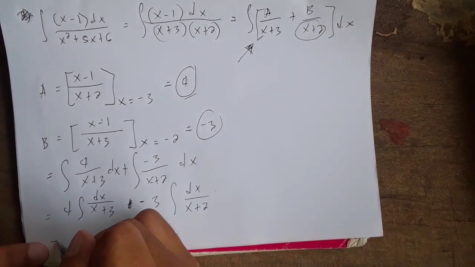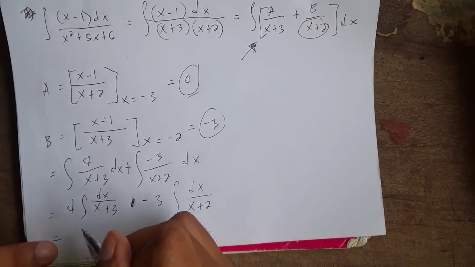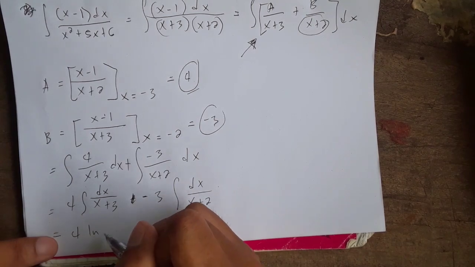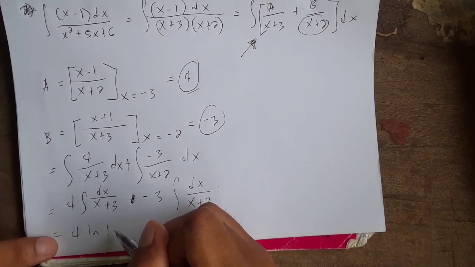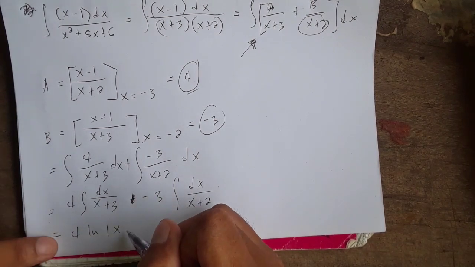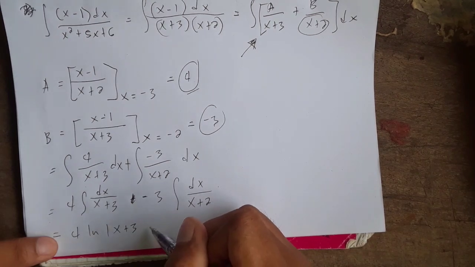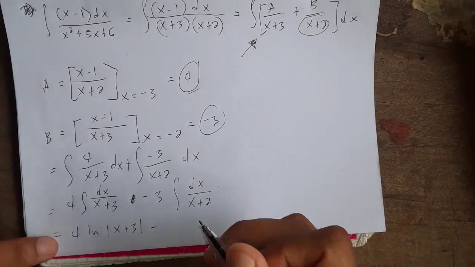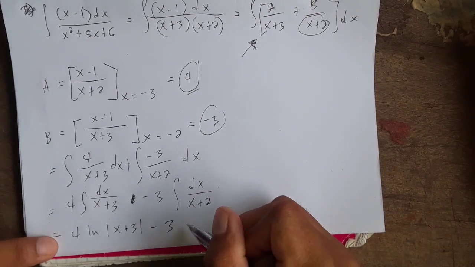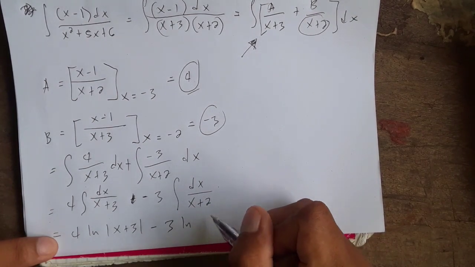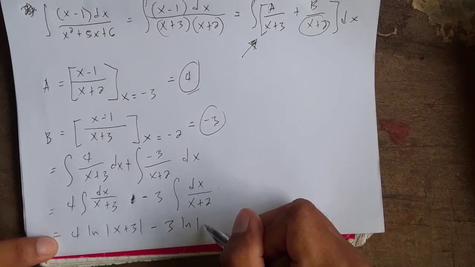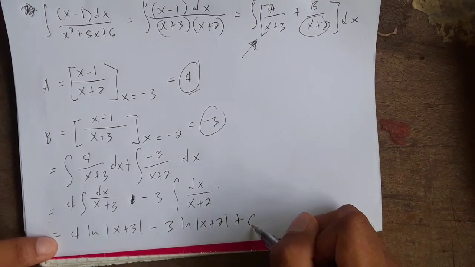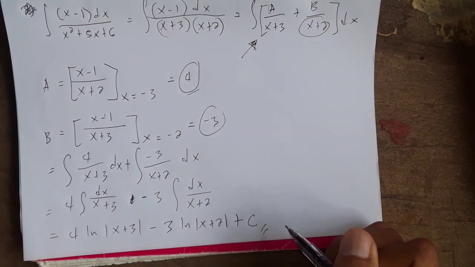So therefore, we can use the logarithm formula of integration. So we have here 4 times the ln of absolute value of the denominator, which is x plus 3, then minus 3 times the natural logarithm of the denominator, which is x plus 2. Then don't forget to add an arbitrary constant. So that is the final answer.